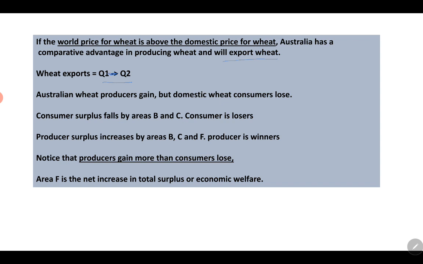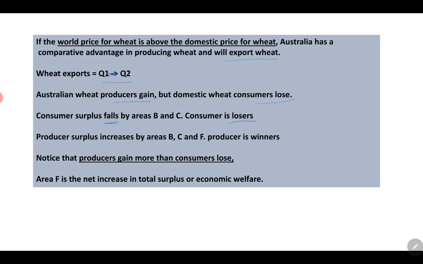And Australia's wheat producers will gain. They will be the winners. But domestic wheat consumers will be losers because now they have to pay higher prices. But producers gain because they are supplying at higher prices. Consumer surplus falls, so they become losers.